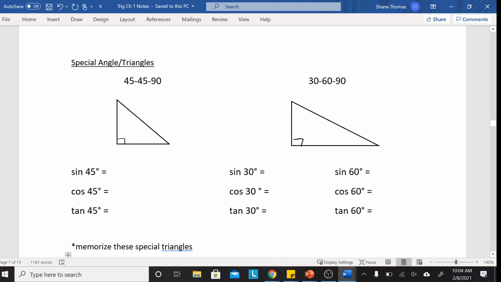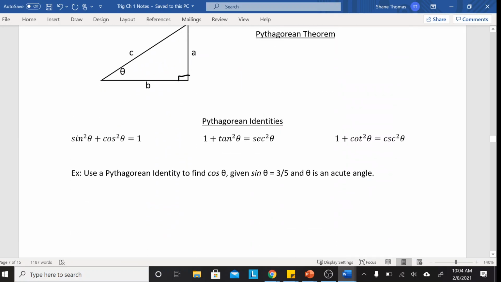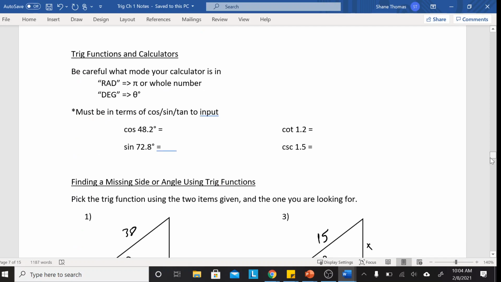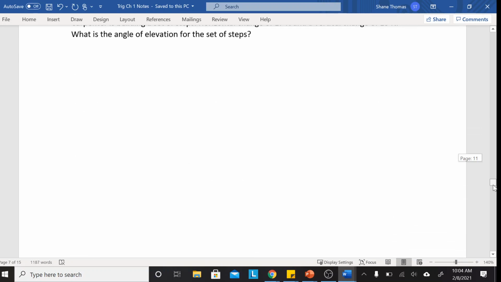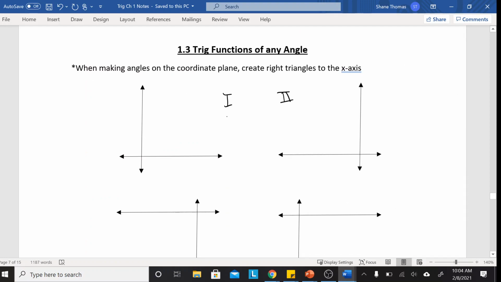But obviously, everything's not going to be 30, 60, 90 or 45, 45, 90. And they're not all going to be in quadrant one of our coordinate plane. So we've got to be able to account for those in different things. So for this one, we're going to look at all four of the quadrants first off to see what they look like. Now, when you're making angles on the coordinate plane, what you want to do is create right triangles to the x-axis. All our triangles are going to go back to the x-axis.